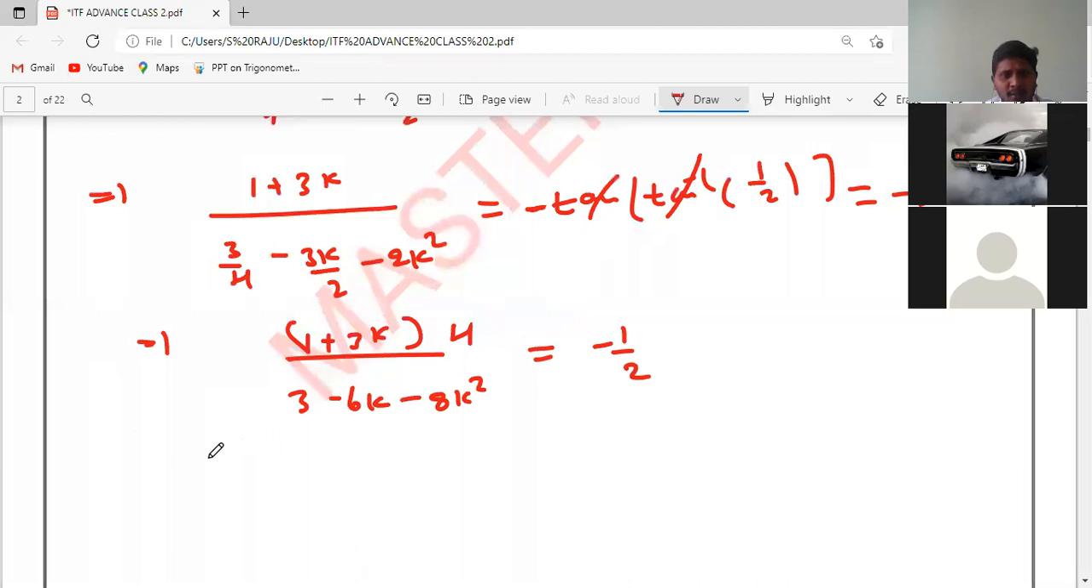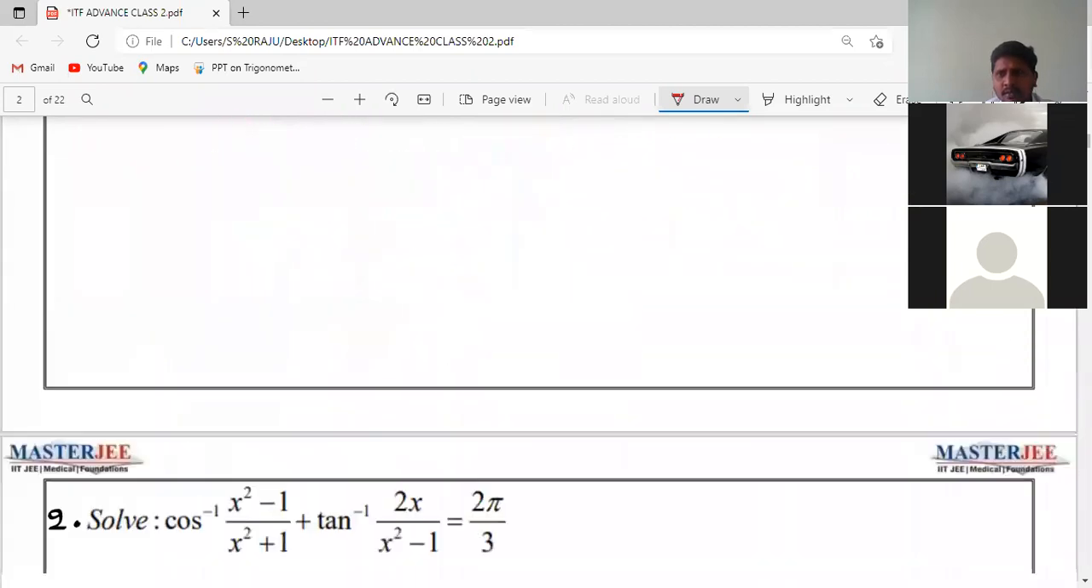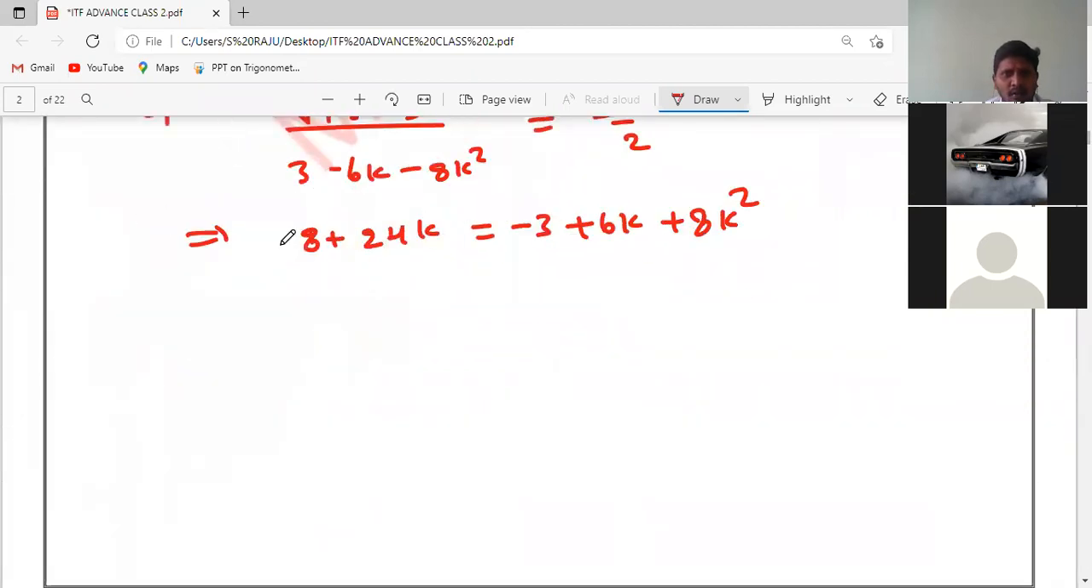Now you can cross multiply this. When I cross multiply, 4 into 2 is 8, multiplied with 1 plus 3k. So 8 plus 24k is equal to, multiplying with minus 1, minus 3 plus 6k plus 8k square. Am I right? So this is the equation we got; take all the terms to one side. Finally 8k square, minus 24k plus 6k means minus 18k, and here minus 3 minus 8 is minus 11, equal to 0.